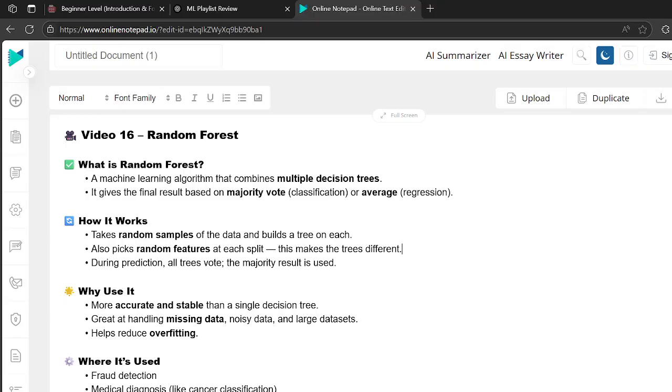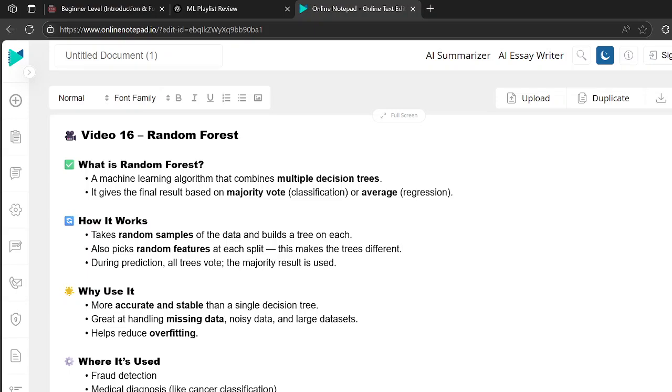So how does the random forest work? It takes random samples of the data and builds a tree on each, right? It will collect some random samples and generate a tree based on each of the random samples, and after that it also picks random features at each split. This makes the trees different, right? Apart from picking up the samples, it also picks up the random features at each split. This is how the trees turn out to be different.